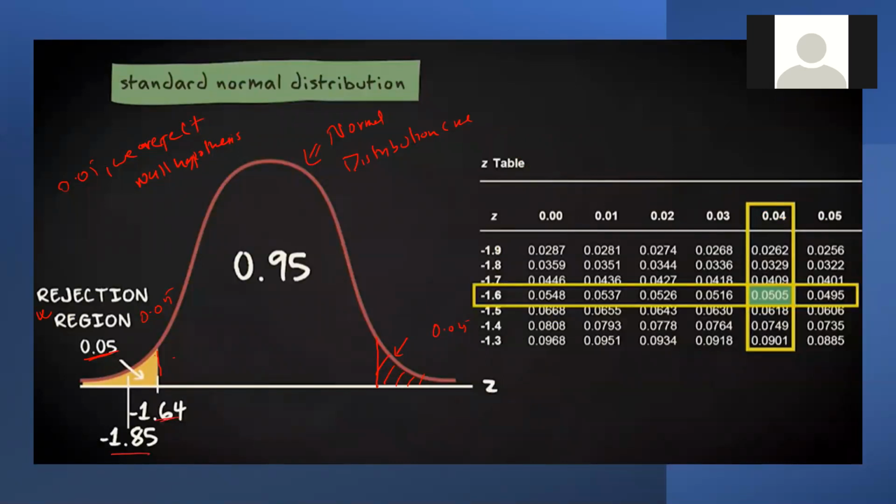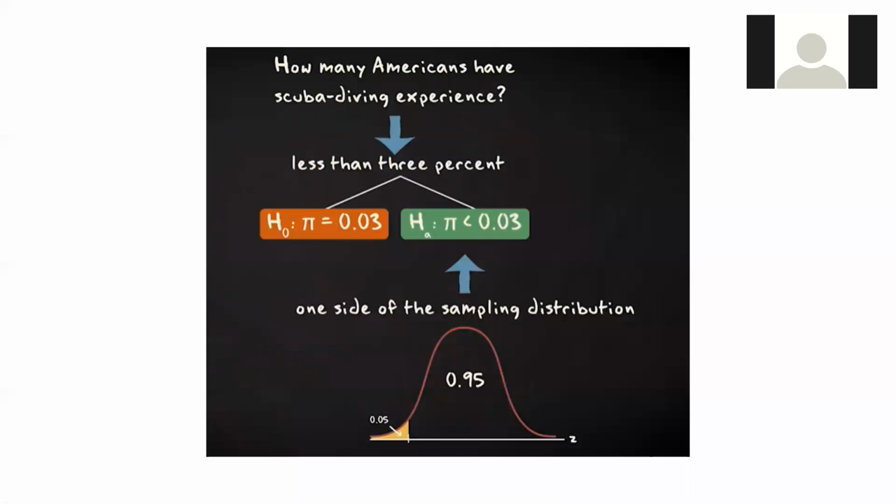We will do more examples in R. So let's say we have another example here. How many Americans have scuba diving experience? Let's say less than 3% have. We know that less than 3% have scuba diving experience, but we need to test this assumption. This is what our intuition says. We are guessing that less than 3% might have scuba diving experience. This is what we need to test.